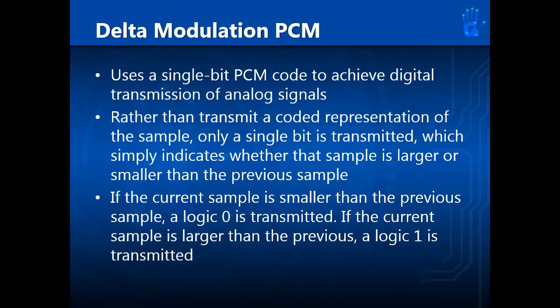Delta modulation PCM. Delta modulation PCM uses a single bit PCM code to achieve digital transmission of analog signals. Rather than transmit a coded representation of the sample, only a single bit is transmitted, which simply indicates whether that sample is larger or smaller than the previous sample. If the current sample is smaller than the previous sample, a logic 0 is transmitted. If the current sample is larger than the previous, a logic 1 is transmitted.